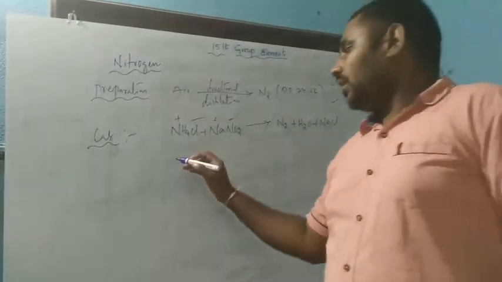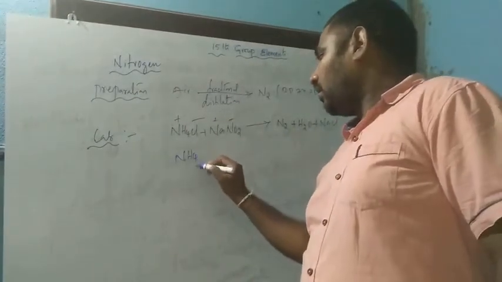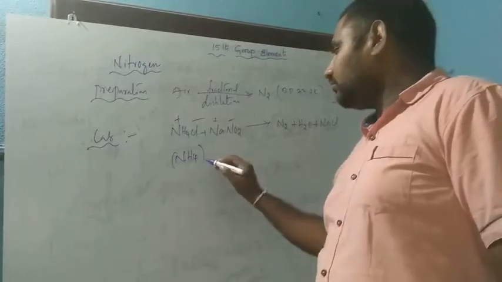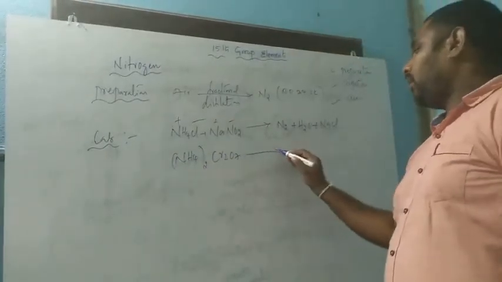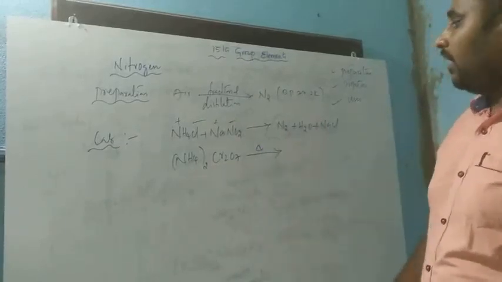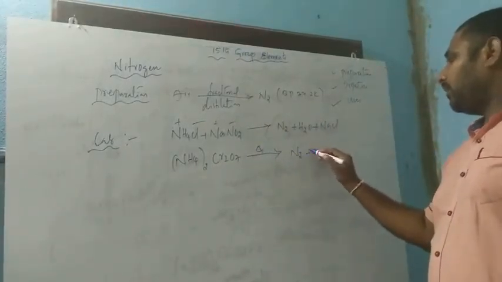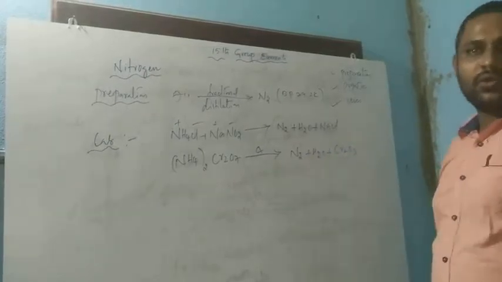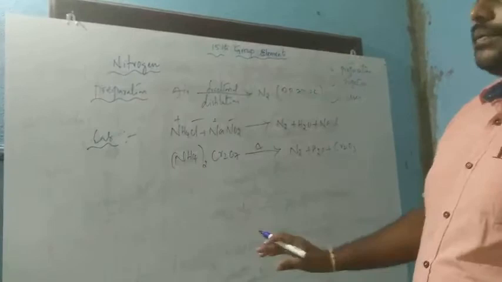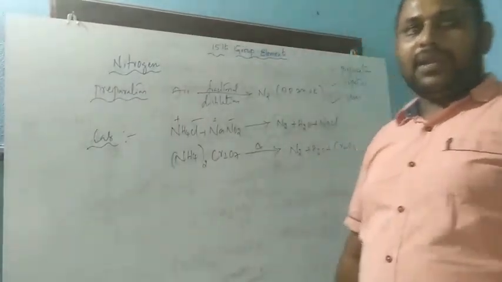And one more is what? Ammonium dichromate. On heating, thermal decomposition, we get N2 plus H2O plus Cr2O3, chromic oxide. So these are the preparations in the lab. In the lab we prepare like this.